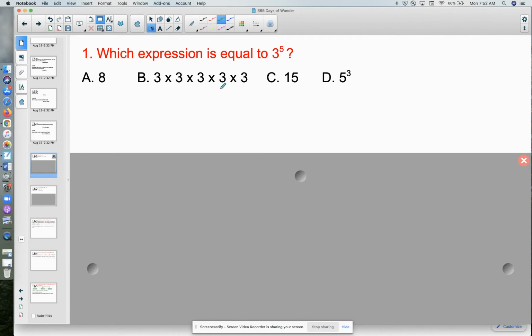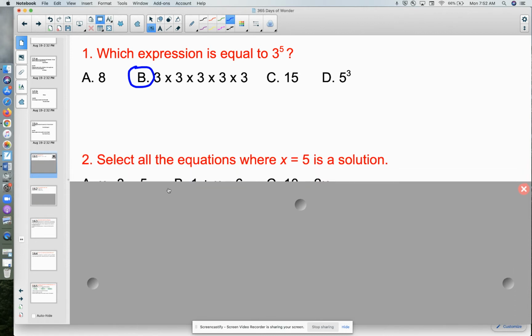Which expression is equal to 3 to the fifth power? Okay, 3 to the fifth power, so we're talking about the exponent of 5. Do you think it's 8, 3 times 3 times 3 times 3 times 3, 15, or 5 to the third power? So 3 to the fifth power means it's 3 times itself 5 times. All right, 3 times itself 5 times. So the answer would be B.